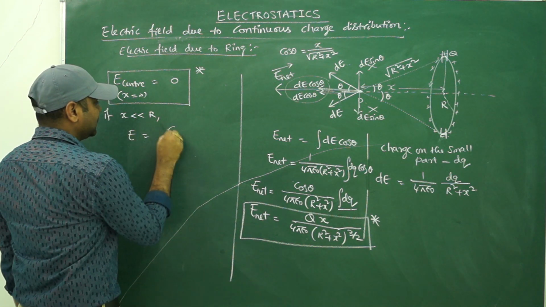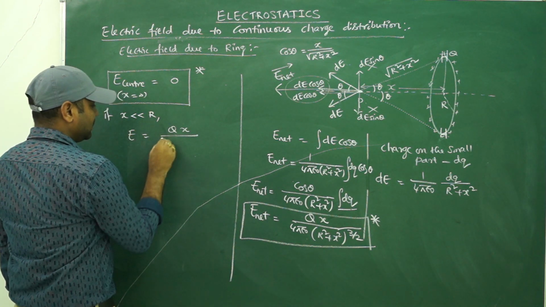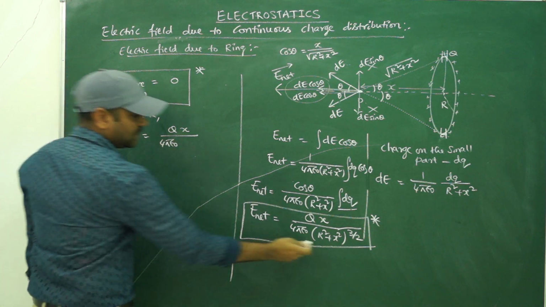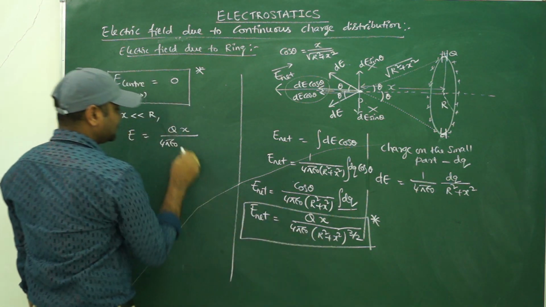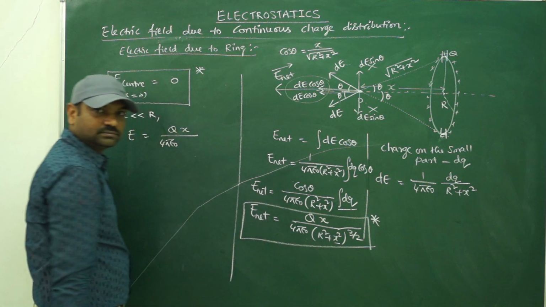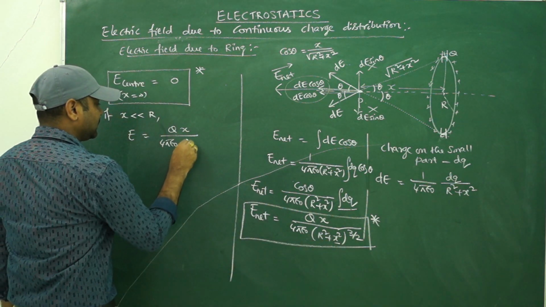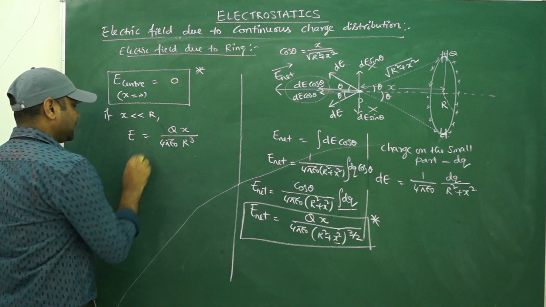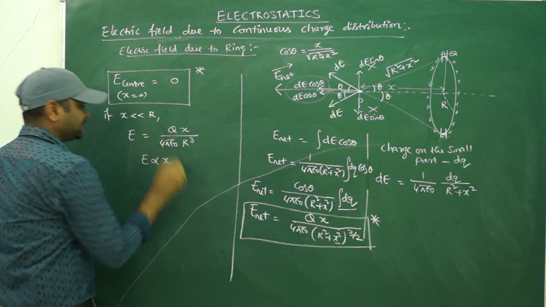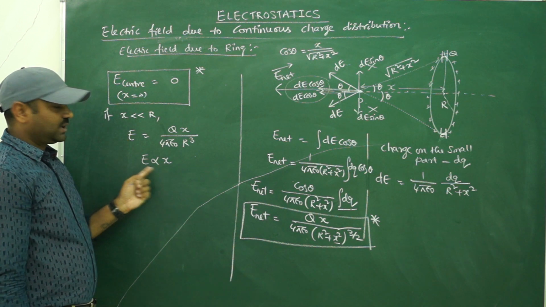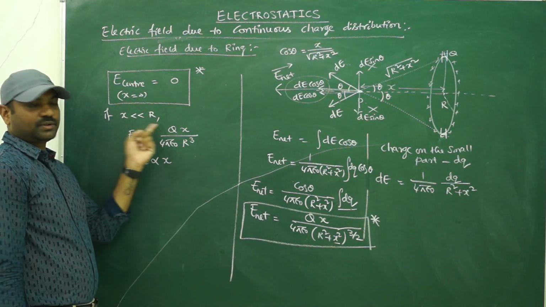Field value will become q into x by obviously 4 pi epsilon naught. Okay, x is very small compared to r, so I can leave the x square. Okay, then I will get only r square down, r square raised to 3 by 2. So you will get r cube. Then field is proportional to x, you are getting when you are very close to ring.